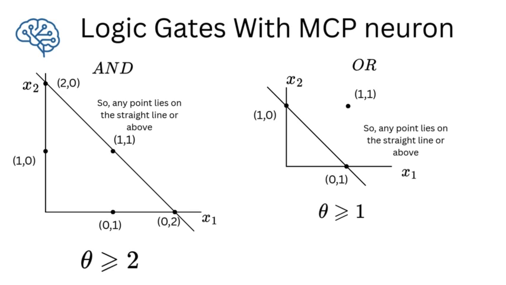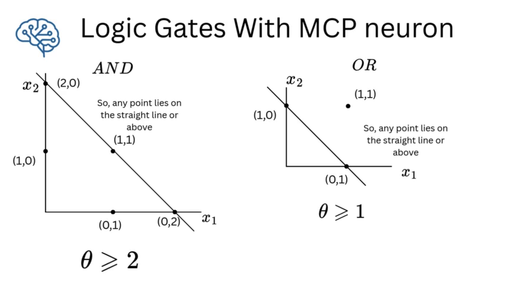For the AND gate, the MCP neuron fires only when both the inputs x1 and x2 are 1. Mathematically, the rule is x1 + x2 >= 2. This equation forms a straight line in the 2D input plane. The line is x1 + x2 = 2. Graphically, this line lies beyond the point (1, 1).